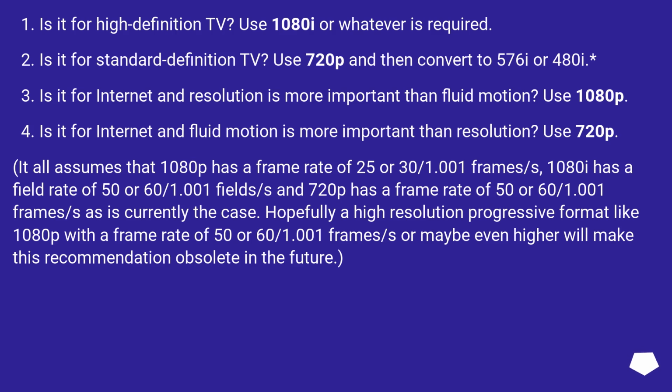It all assumes that 1080p has a frame rate of 25 or 31.001 frames/s, 1080i has a field rate of 50 or 61.001 fields/s, and 720p has a frame rate of 50 or 61.001 frames/s, as is currently the case. Hopefully a high-resolution progressive format like 1080p with a frame rate of 50 or 61.001 frames/s or maybe even higher will make this recommendation obsolete in the future.